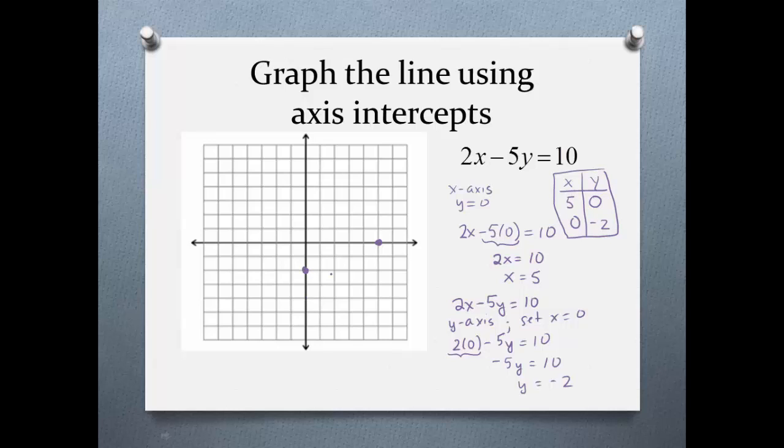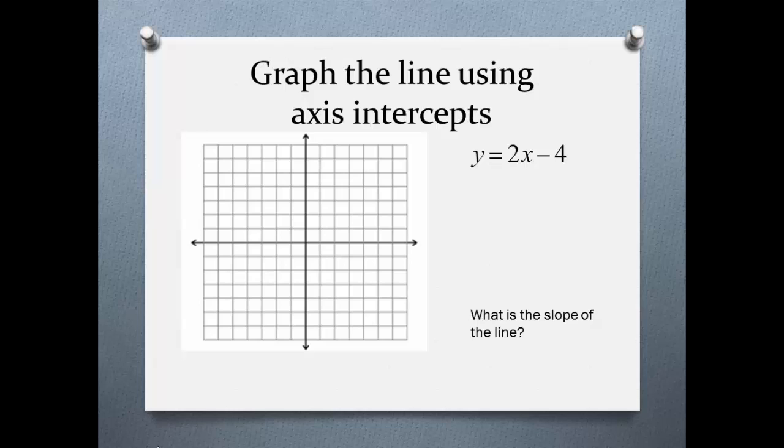And once I have 2 points, then I have enough to graph the line. So just drawing this line. This is 2x minus 5y equals 10. Let's take a look at a couple more.